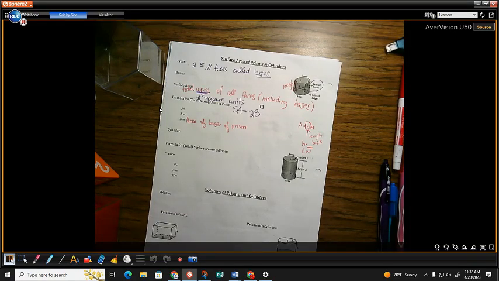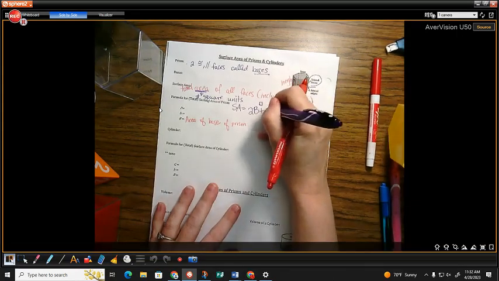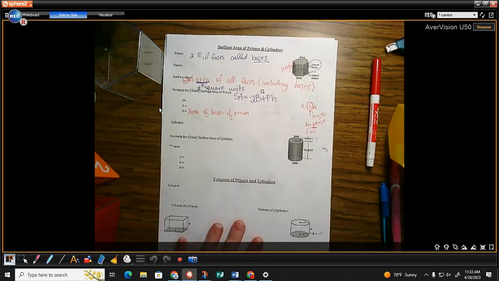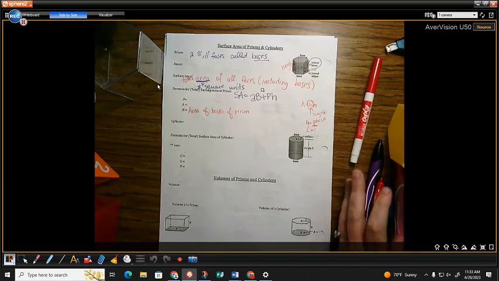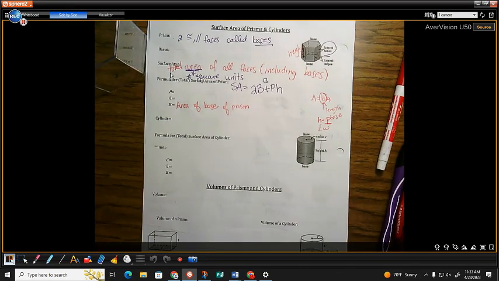So the length of this rectangle is just the distance around the base. Okay? And so my formula says I have to find 2 areas of the bases, and then I have to do the perimeter times the height. And then you have your surface area without having to find a whole bunch of individual little rectangles. Because especially, what if all the rectangles are not the same size?